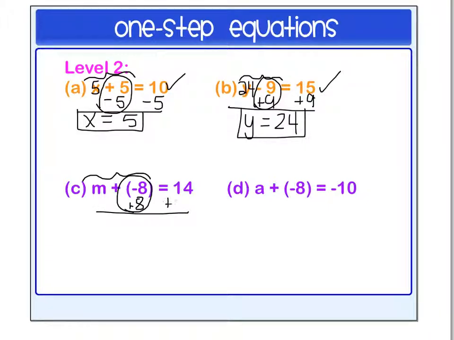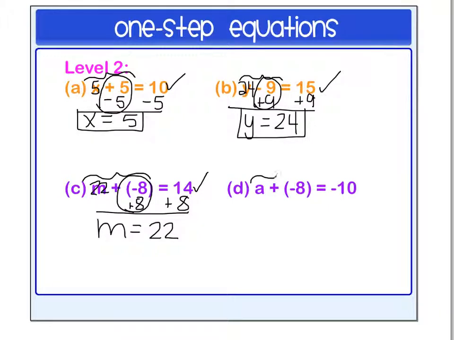So I'm coming to the other side to add 8. So I am left with m equaling 14 plus 8, which gives me 22. If I plug that 22 back in, I get 22 plus negative 8. They're different signs, so we subtract, and we do get 14.